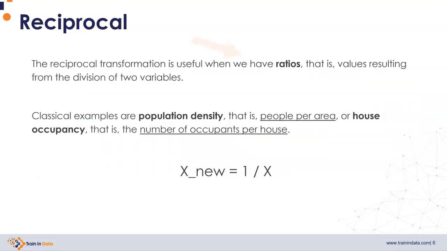The reciprocal transformation is useful when we have ratios, that is, values resulting from the division of two variables. And classical examples of this variable are population density, which is created by dividing the number of people in a certain area, or as we will see in our example, house occupancy, which is the number of people within a house. And the reciprocal transformation is given by 1 over the original variable.